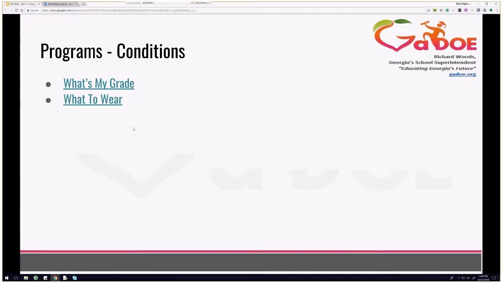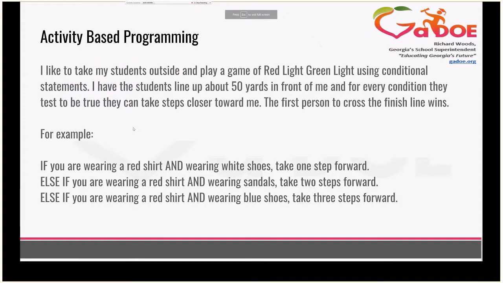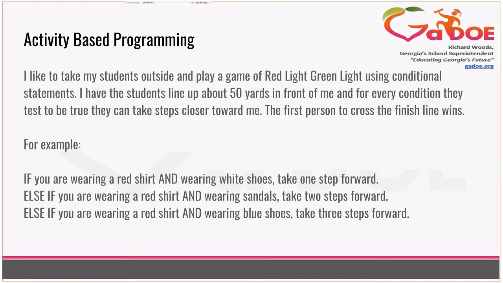One of the activities I do prior to teaching conditionals is we actually play a game of red light, green light. So we go out on the football field. I separate myself from the students by about 45, 50 yards. I have them all lined up shoulder to shoulder, and I present them with a series of conditions. If a condition tests true, then they get to execute whatever the commands are that go with that condition. So for example, if you are wearing a red shirt and wearing white shoes, you can take one step forward. Else, if you are wearing a red shirt and wearing sandals, take 2 steps forward. Else, if you are wearing a red shirt and wearing blue shoes, take 3 steps forward.